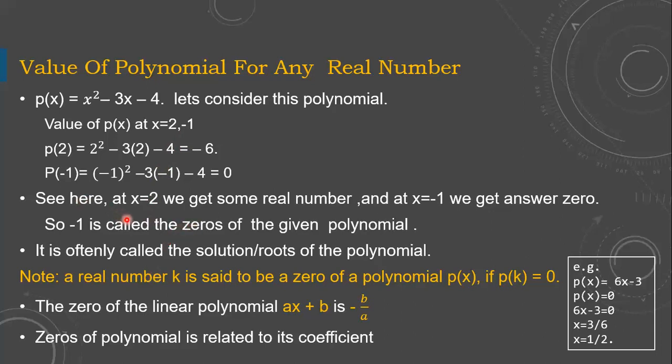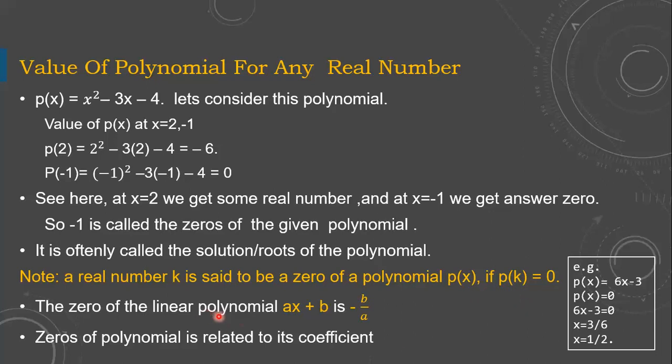We often call them the roots of the polynomial or the solutions of the polynomial. For any real number, if we substitute that real number in the polynomial and we get the answer 0, then that real number is a root of the polynomial, or we can say it is a zero of the polynomial. So, an important note: a real number k, any real number, considered as a variable small k, is said to be a 0 of the polynomial if p of k is 0.